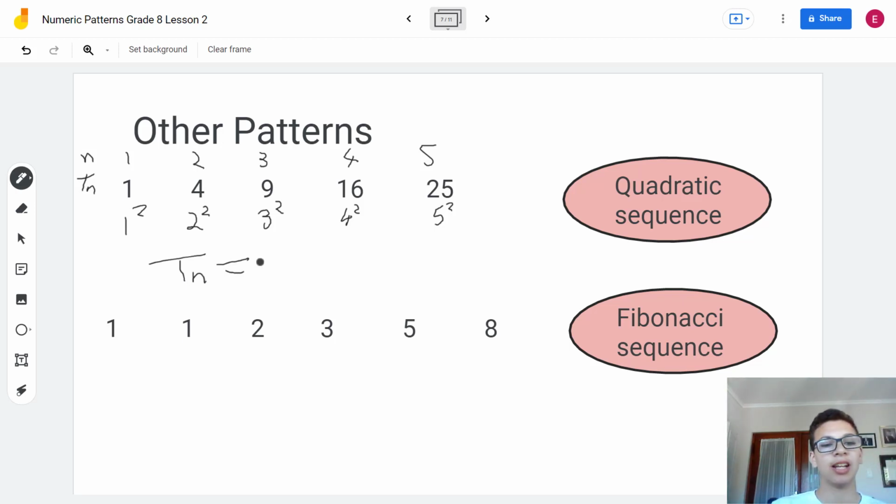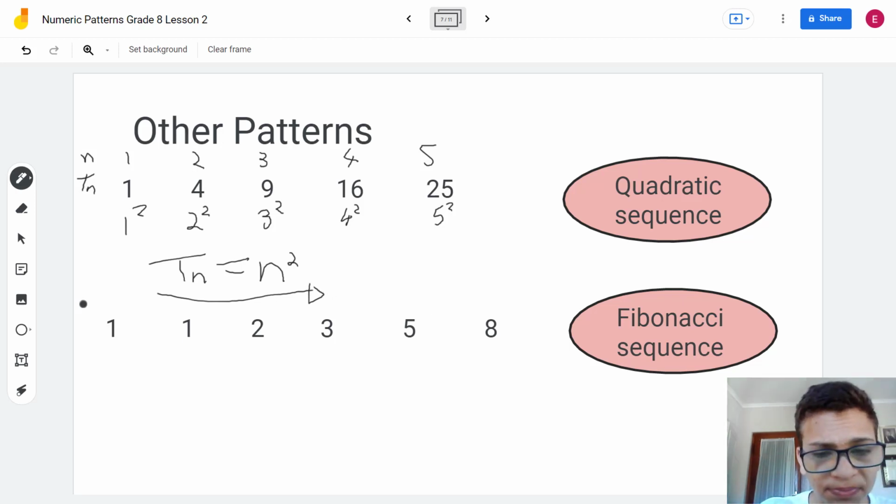And that's our general formula. And if we have a general formula, that makes our life a lot easier in solving questions. Next question is a Fibonacci sequence. Now this is a bit of a high order question, but it is interesting to see these type of patterns because sometimes they could come up, you never know.